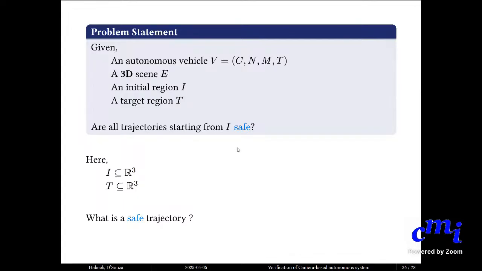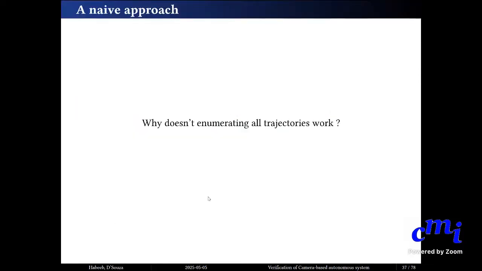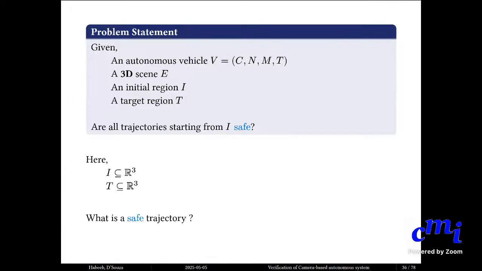I don't know if you have it in the later slides, but when you say safe, it should be something like it reaches T and avoids collisions with anything. Maybe you will define it in the next slide. So you're defining what is a safe trajectory. So, sir, you are right. I forgot to say that, sorry. All trajectories must end in target region T. Also, they should not collide with any of these. But what is I there? Initial region, sir.